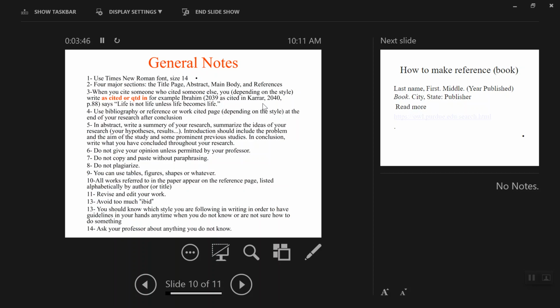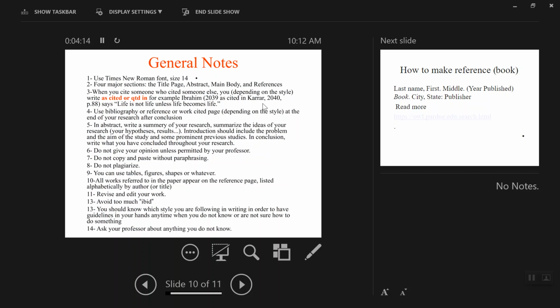As cited in Kerrar, 2040, says life is not life unless life becomes life. This is philosophical. Ibrahim Jafari is philosophical. So it says that life is not life unless life becomes life. Who is the writer here? Who says this? Ibrahim says this. It's very important.